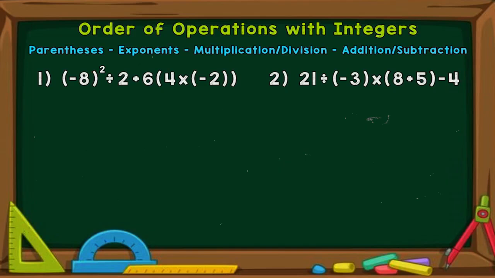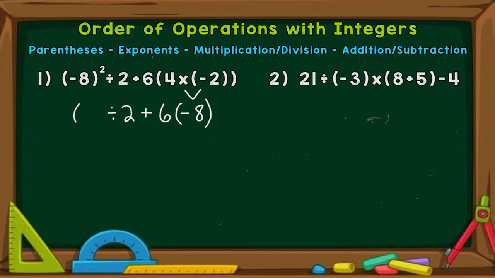So let's solve the parentheses. What's in the parentheses at the end of the problem there? 4 times negative 2. So we have a positive times a negative. That's going to give us a negative. I'll put that negative 8 in parentheses. That way it helps us stay organized. And we'll bring down everything we did not use. And we will continue to go through our process.